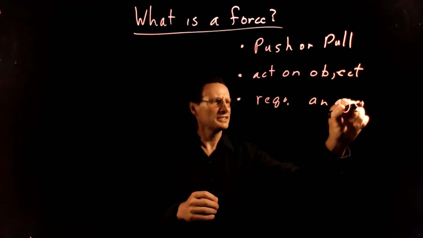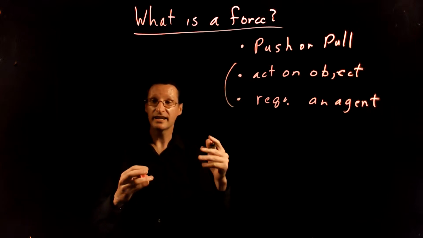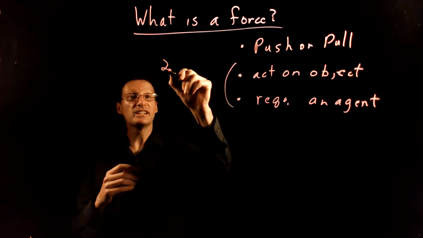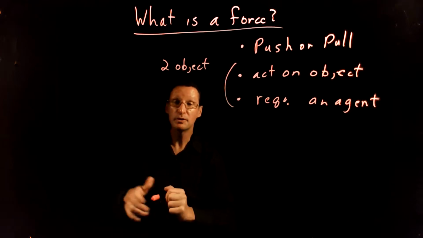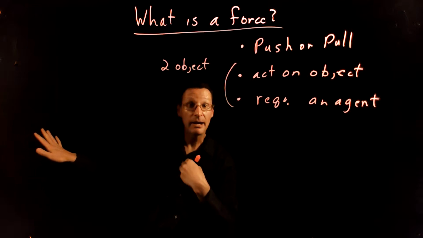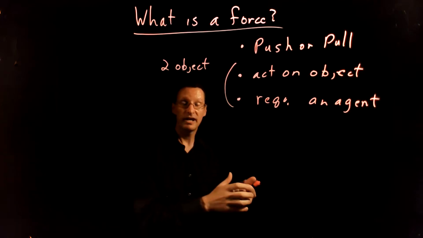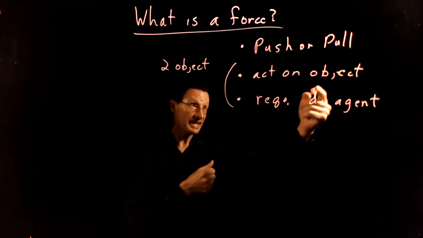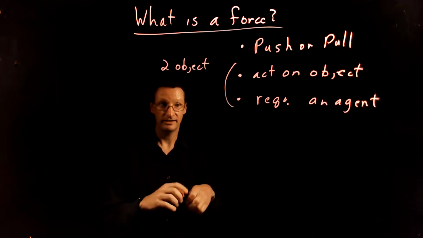And what is an agent? An agent is a thing that causes the force. So this tells us that to have a force, you really need two objects. So for example, if I'm pushing on the wall, the wall feels the force. I'm the agent in that case. I'm the one putting the force on the wall. Likewise, if I put a force on a tractor, the tractor is the object that feels the force. Its motion is going to be subject to change. I'm the agent again in that case.